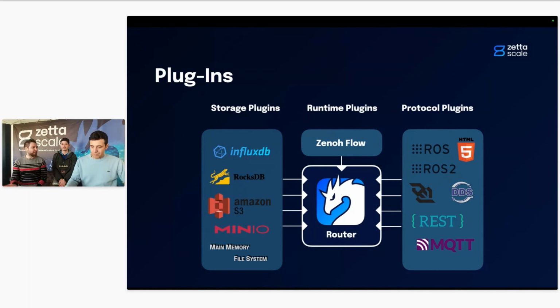Then we have protocol plugins. We've seen there are a bunch of people using MQTT, bunch of people using DDS, bunch of people using REST, ROS, HTTP, you name it. It would be nice if there is a way to get this data out of those protocols and put it inside Zenoh. That's exactly what the protocol plugins do. We have one for ROS2, for ROS, for DDS, and for MQTT, plus the REST plugin, which is a special kind of plugin for the way we use it.